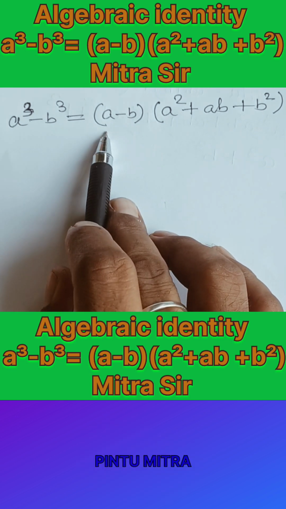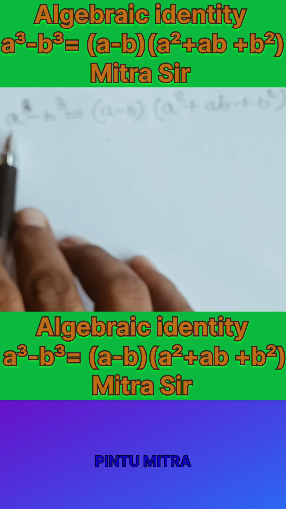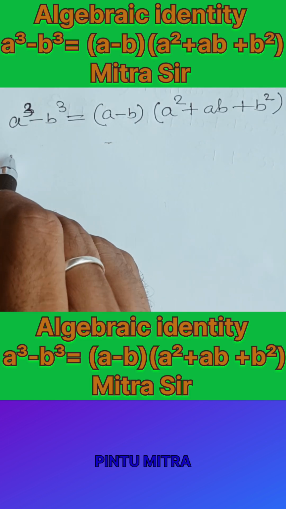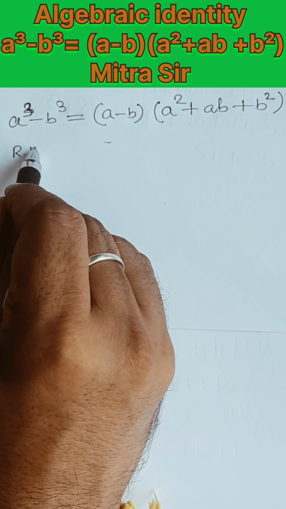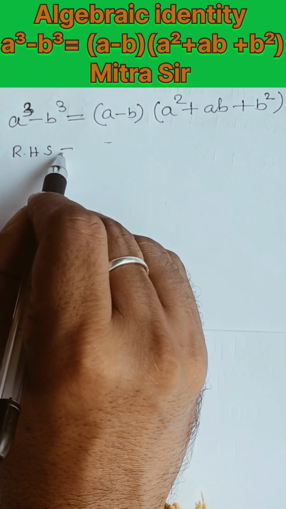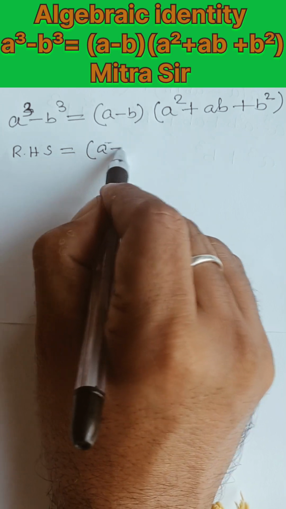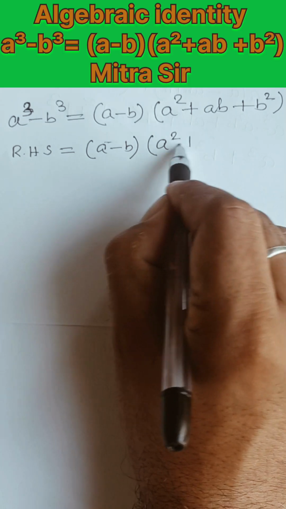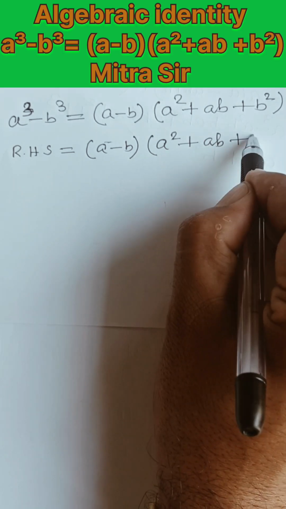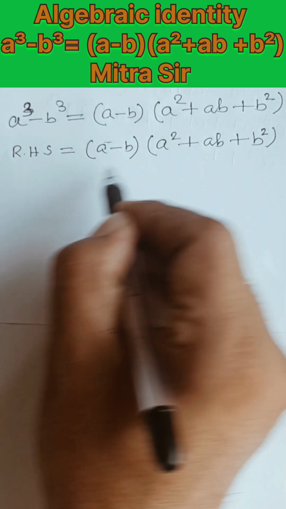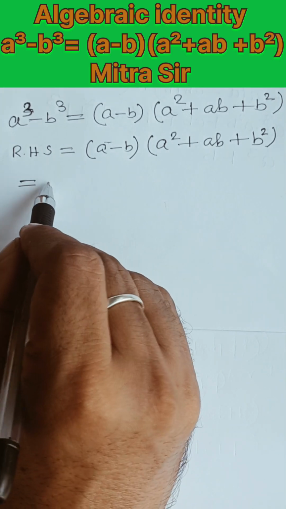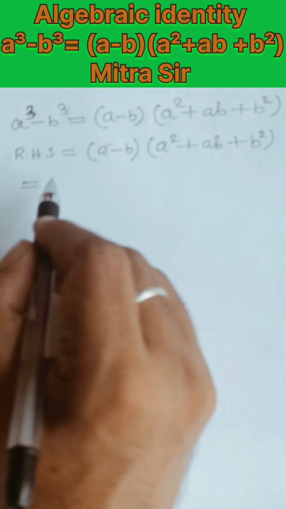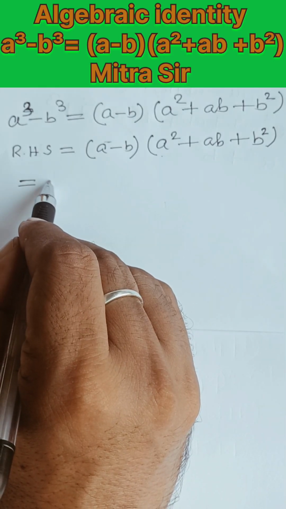So this is nothing but my right hand side, this is the left hand side. In order to derive this algebraic identity, I'll start from my right hand side. My right hand side is given, that is the product of a minus b and a square plus ab plus b square. Now here I am going to use the distribution property, that is a multiplied with the whole thing and then minus b multiplied with the same thing. This property is known as the distribution property.